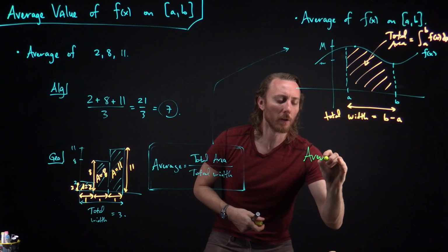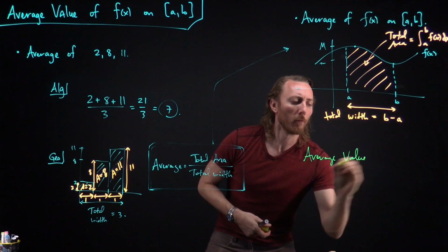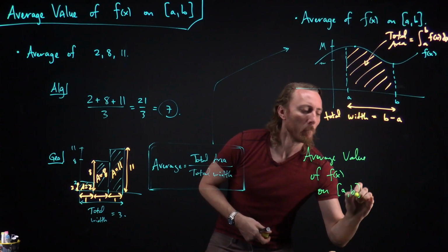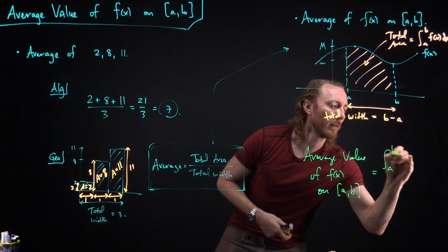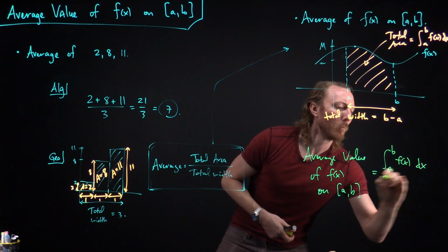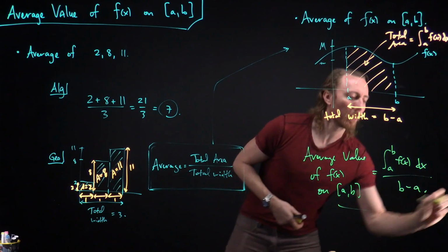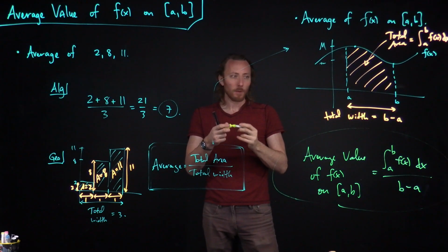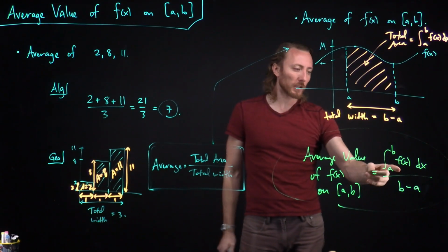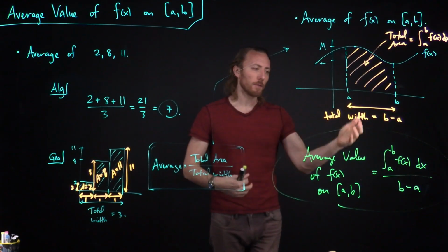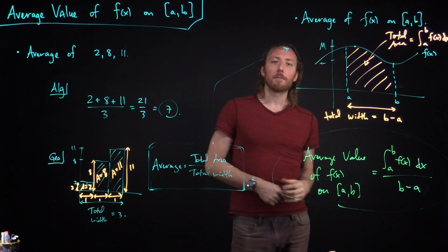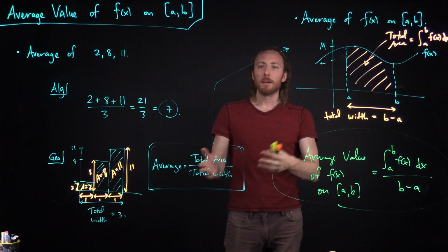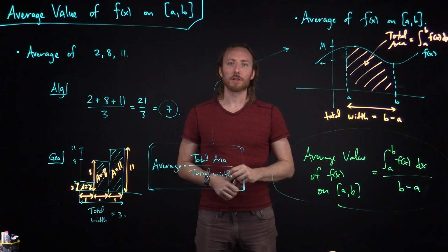Let's see, average value of f of x on AB: the total area divided by the total width. And hey, that is a nice expression, which we could compute, right? Because if you know the function little f, you could just integrate, evaluate at b minus at a, and then divide by b minus a. And that would give you the average value of the function in a similar way to average in the conventional sense.